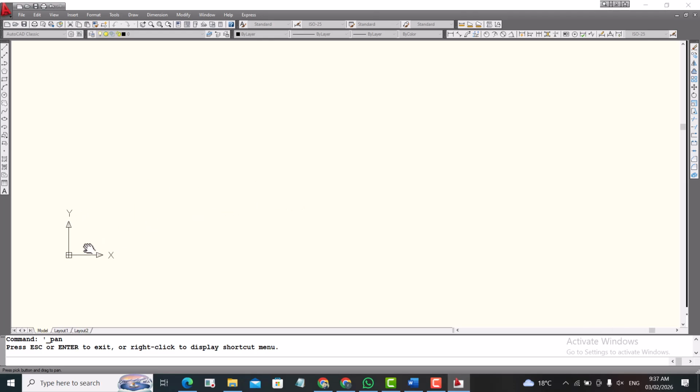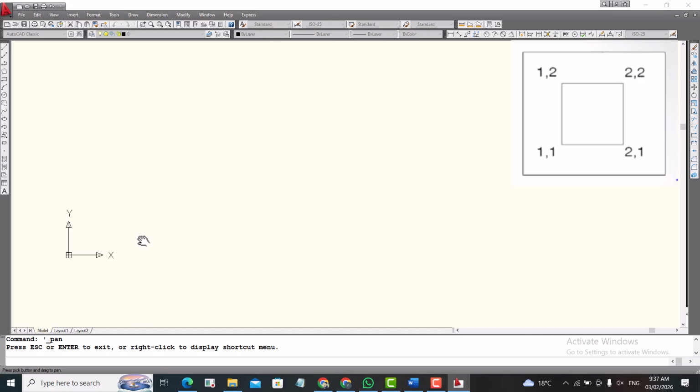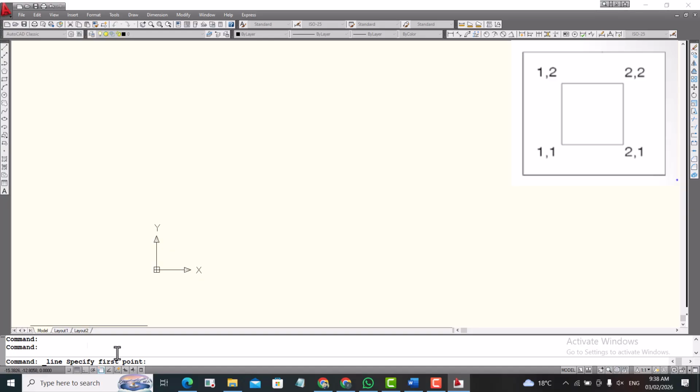Now we talk about absolute coordinate. Absolute coordinate, whenever you put a point, it starts the point regarding the intersection point. For example, if I draw a line here, line specify first point. For example, I add 1,1, enter. Directly, it starts. It creates first point, 1 unit in X direction and 1 unit in Y direction. It starts regarding this intersection.